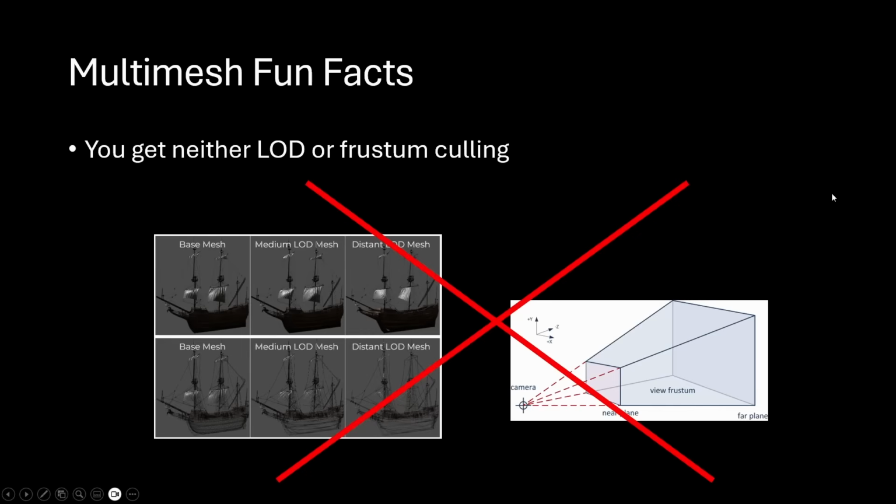So, fun fact about MultiMeshes: you get neither LOD nor frustum culling. So you have to be careful with it, right? If you just say, oh, I'm just going to use a MultiMesh and put 10,000 instances of my 30,000 triangle model in there, you're going to have some real problems. That's not going to be runnable on most machines. I don't have a super powerful computer, but we'll see in a second what the difference looks like.